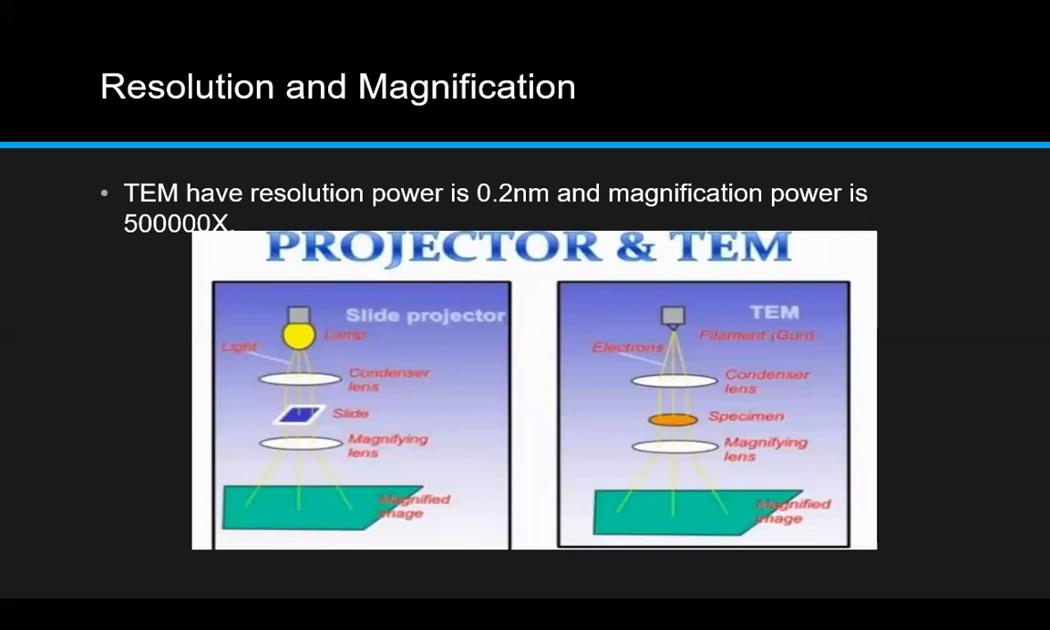It produces the electrons that pass through the condenser lens and then fall on the specimen, which magnifies the image. The electrons are detected on a fluorescent screen and photographic film.